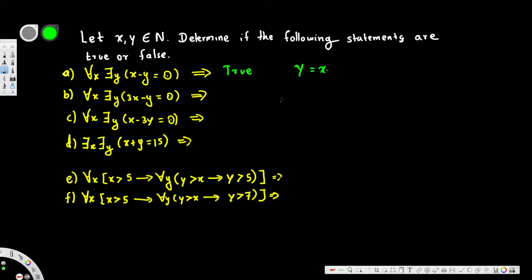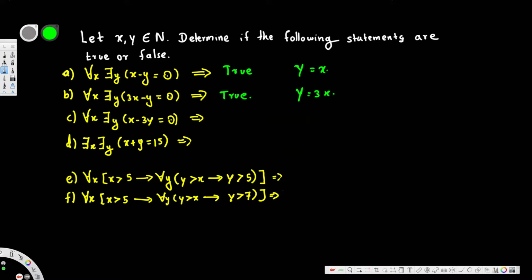So we can say y is equal to 3x, whatever the multiplier. For example, we took x as 7 here, 3 times 7 is 21. So 21 is the y, right? y is equal to 3 times 7. Whenever we have this kind of situation, this is always going to be true. So this is true.